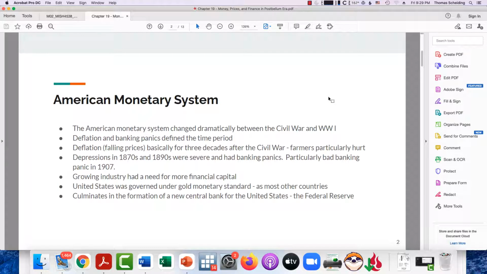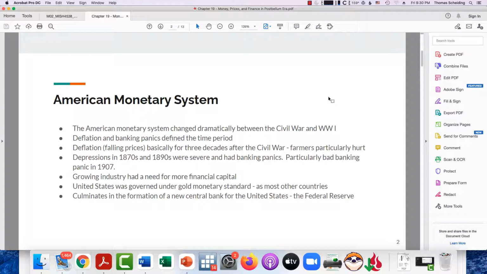So, what defines the economic system basically between the Civil War and World War I, which again is basically the postbellum period, was we had many banking panics. Banking panics are usually represented by everyone basically getting scared that they're not going to be able to get their money out of the bank. And it also generally is represented by the fact that you can't even borrow from the banks.